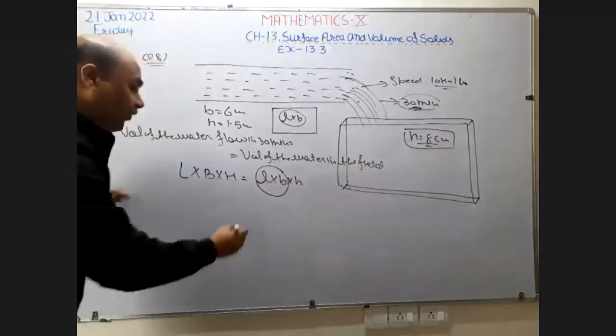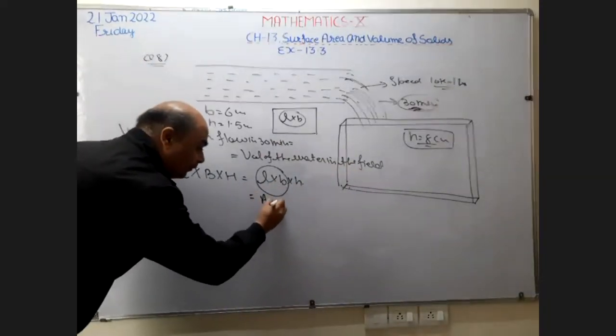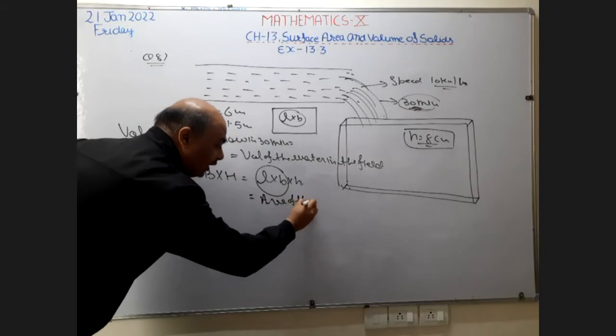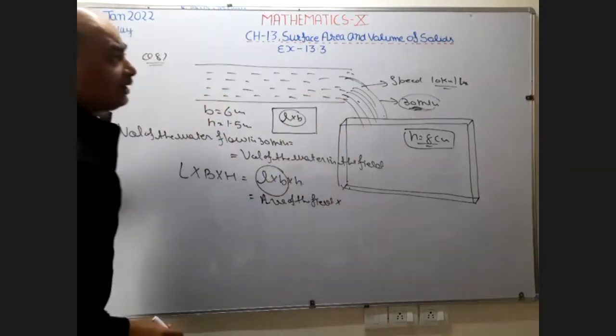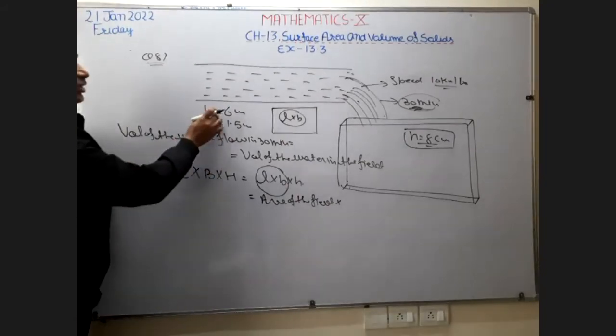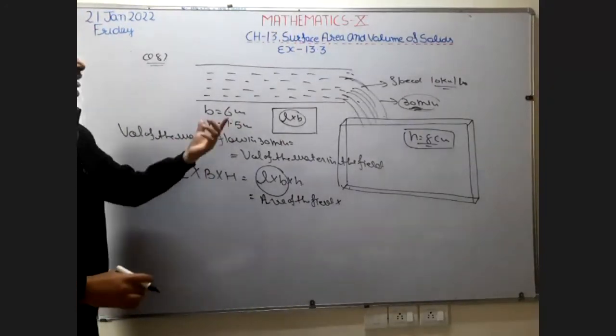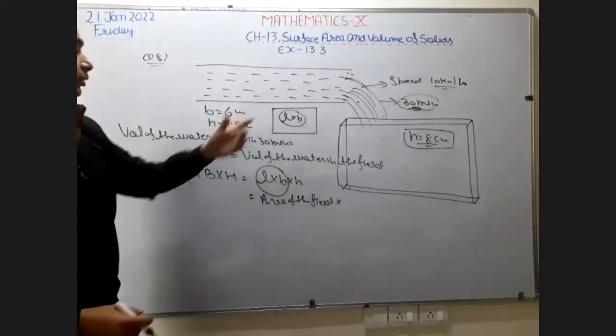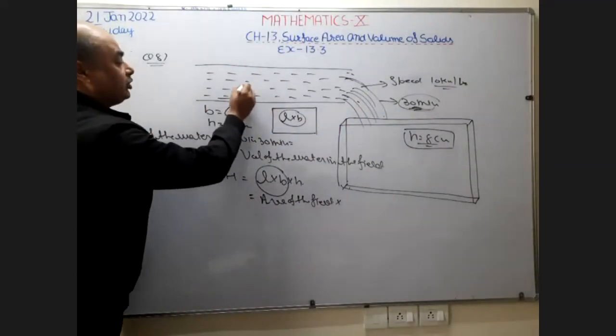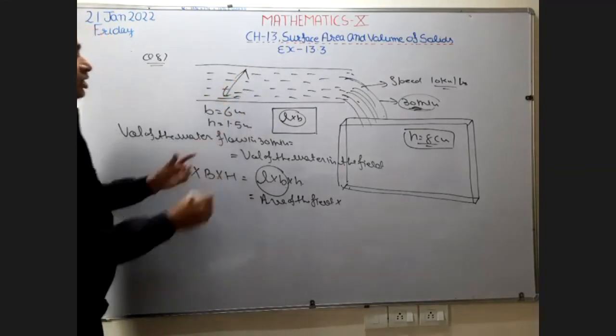Okay. So instead of L into B, I write area of the field into height. Height is given 8 centimeter. Now check what is given. Breadth is given 6 meter. Height is given 1.5 meter, and it's going to go for the 30 minutes. Length is missing. In the cuboidal shape of canal, length is missing.